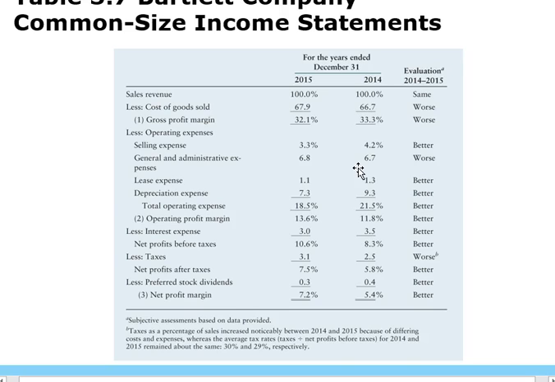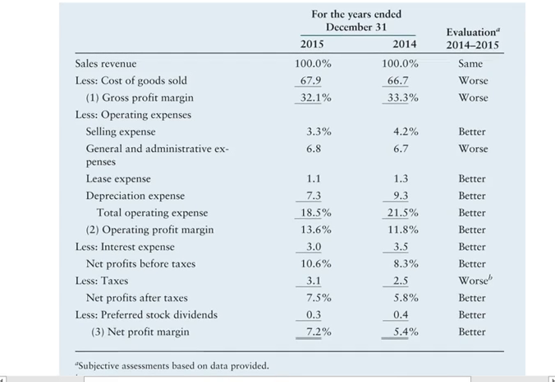The selling expense is lower, so that's better. You're spending less on selling expenses. Your administrative expenses are higher. That's worse. Probably gave people raises. The lease expense is lower, so that's better. Depreciation expense is lower, so that's better. Get the feel for it. If it's an expense and it's lower, that's better. Total operating expenses is lower, so that's better. Profit margin is higher, 11 to 13, so operating profit margin is higher. That is better.